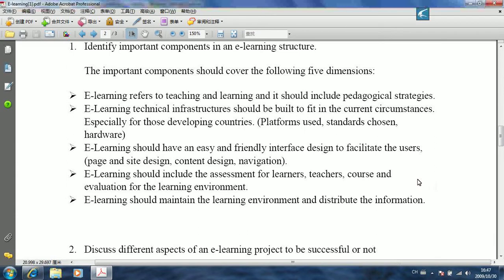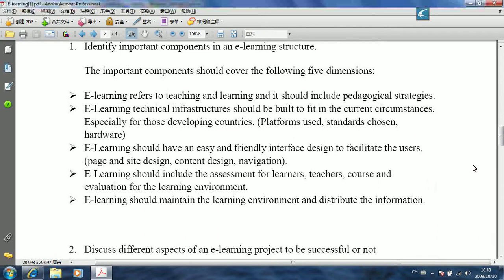First, e-learning should refer to teaching and learning, and it should include pedagogical strategies. And pedagogical strategies should be considered very important to the successful conduct of the e-project. The e-learning technical infrastructure should be built to fit the current circumstances, especially for those developing countries.